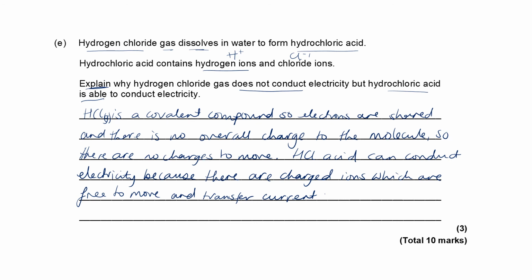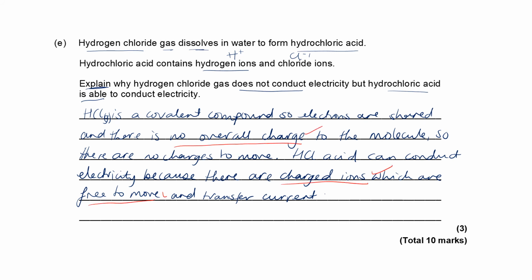But hydrochloric acid is able to conduct electricity. Well, it's got ions, which are charged particles, which are free to move. So I've written HCl(g), so that's hydrogen chloride gas, is a covalent compound. So electrons are shared and there is no overall charge to the molecule. So there are no charges to move. Hydrochloric acid can conduct electricity because there are charged ions which are free to move and transfer current. Now, I've checked this, marked it, got the full marks.